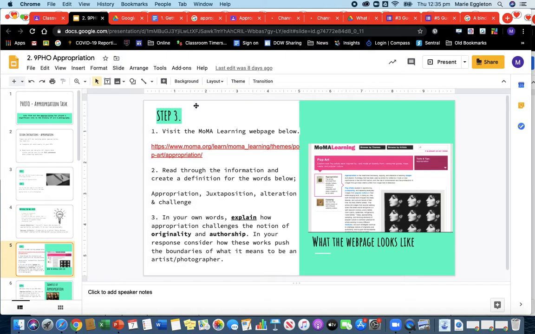So your next step, you're visiting this MoMA learning page. So if you click on here, you're going to go to a site and have a little read. I want you to read through this information on the page and you're finding definitions for these words: appropriation, juxtaposition, alteration, and challenge. If you're unsure of juxtaposition, think of placing two things side by side so you can see the differences. A boy and a girl, black versus white. A really tall person next to a really short person to see differences.